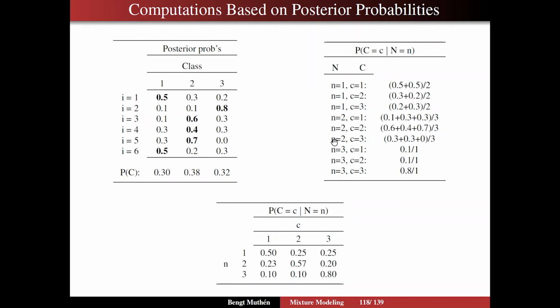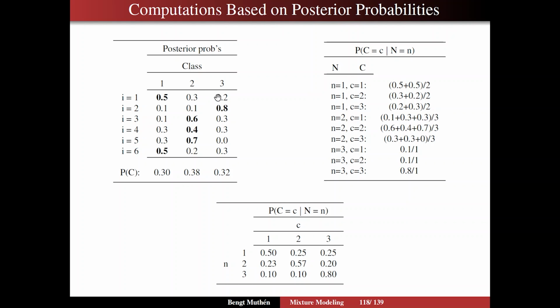For n equals 2, you have 3 individuals who have most likely class being 2. So for those people, c equals 1 is 0.1, 0.3, 0.3. So you take the average of those 3. For c equals 2, well, then you are in the column with the most likely class. So you have 0.6, 0.4, 0.7. For c equals 3 for those same 3 people, 0.3, 0.3, 0.0.